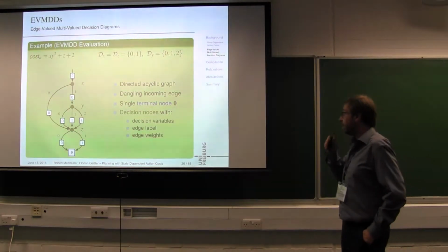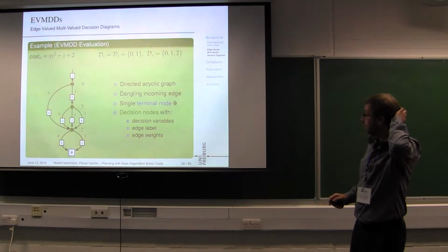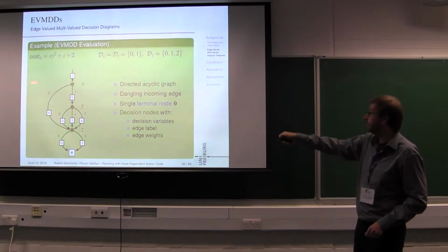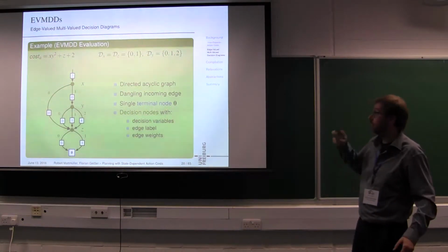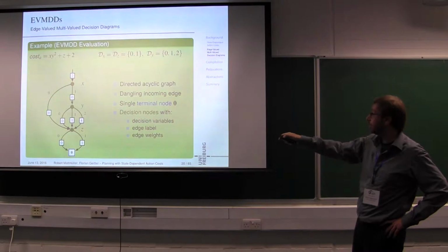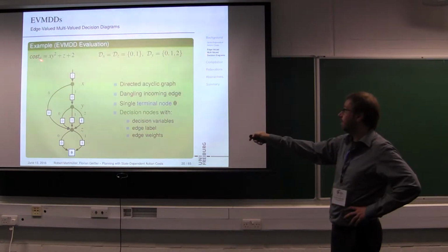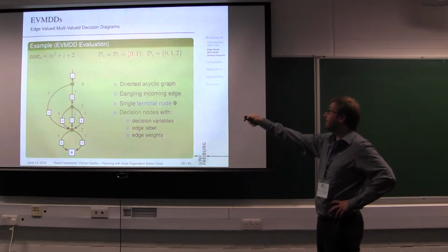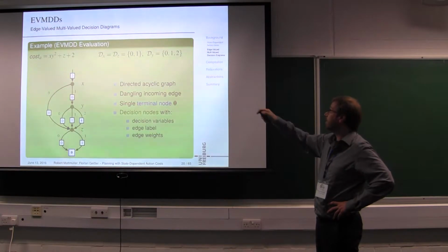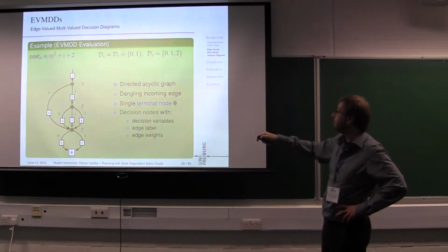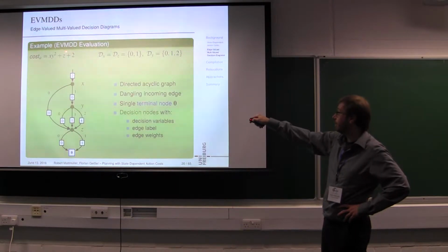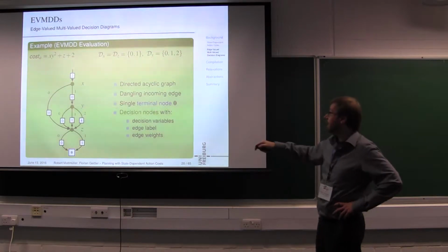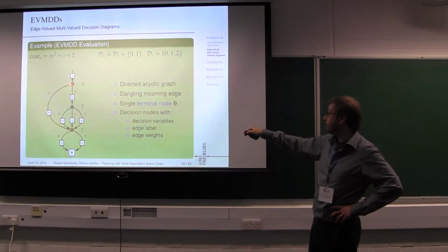Okay, here's an example of an EVMDD. Of course, you already saw one, but now I'm going to draw them top down, with edge weights and tested variable values on the edges. Let's say we have an action cost function xy squared plus z plus 2, where x and z can take values 0 and 1 each, and y can take values 0, 1, and 2. Then we have this diagonal incoming edge that takes care of the weight of 2 here. So it's this one. A single terminal node at the bottom, and decision nodes for branching over the variables.